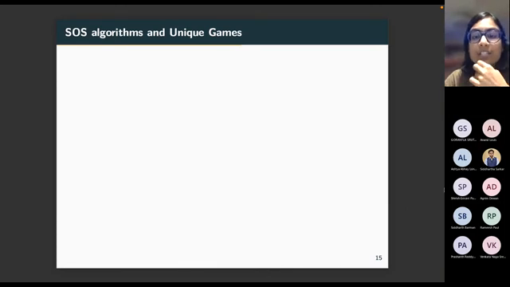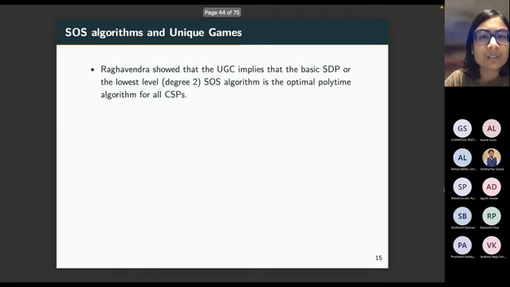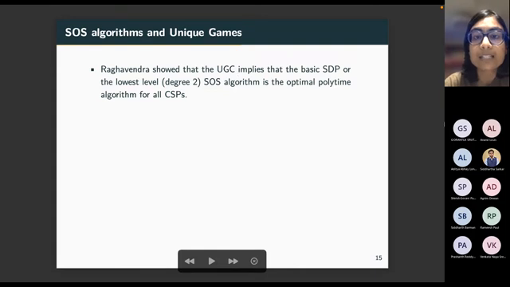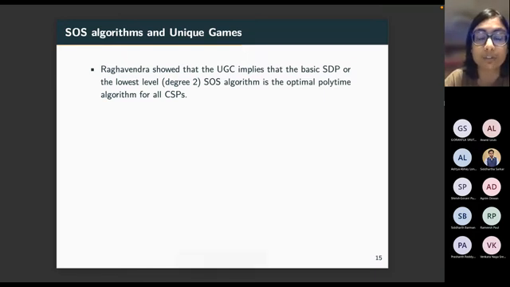Okay, so now I'll mention some connections between Sum-of-Squares algorithms and unique games. Firstly, Raghavendra showed in a very exciting result that the unique games conjecture implies that the lowest level of the Sum-of-Squares algorithms, so just the degree 2 level of the hierarchy, is the optimal algorithm for all constraint satisfaction problems. So whenever you're given a constraint satisfaction problem and you want to approximate it, you can just write the canonical convex relaxation for the problem. And in fact, just the lowest level of the relaxation, and that would be the optimal answer. So that would be like the optimal algorithm. And this is a very surprising fact, at least for me.